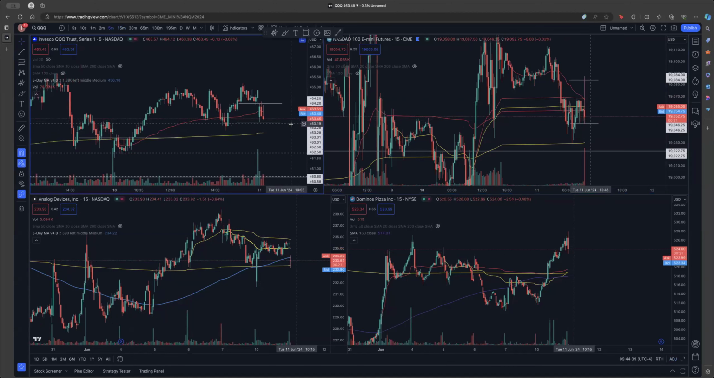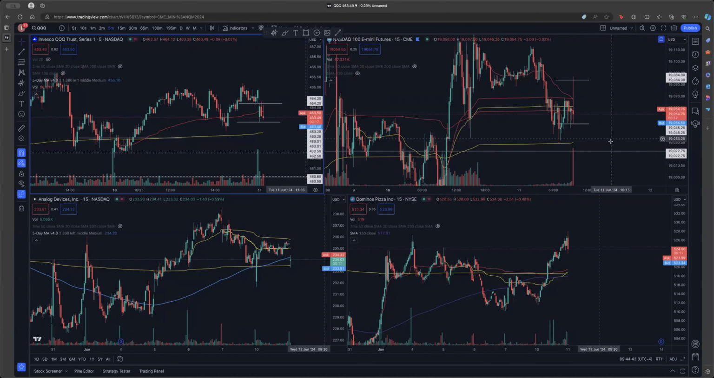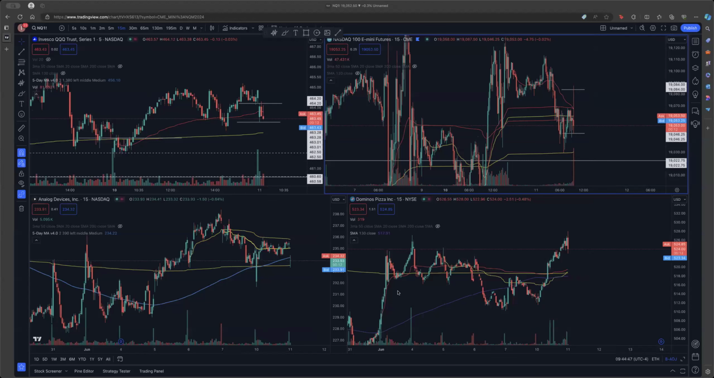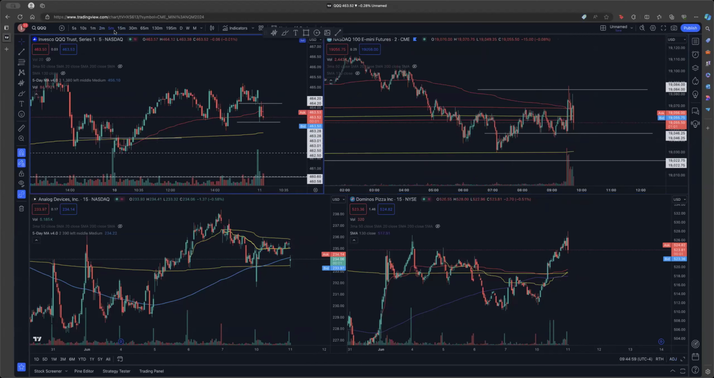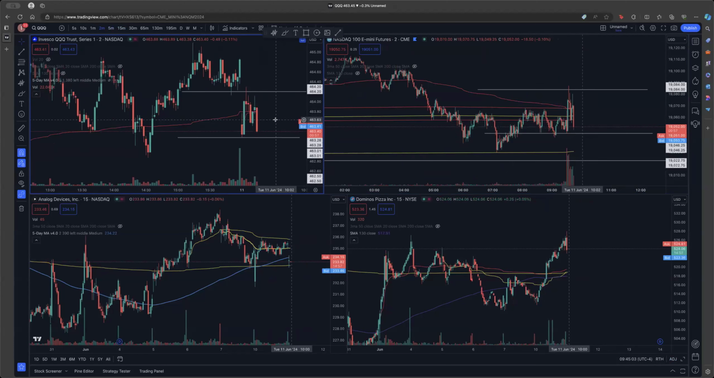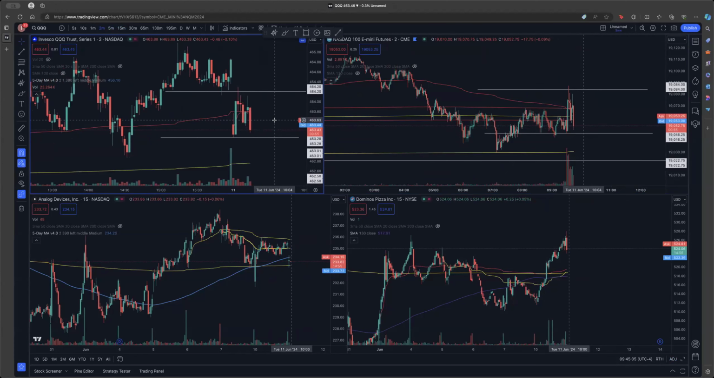Nice rejection. Come on, Qs. Give me that 461.70s. Struggling to hold the VWAP here. Now the ORB lows test. Here we go. 463.20s. Watch out.